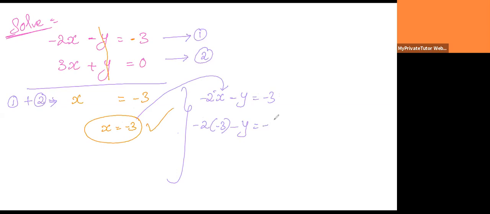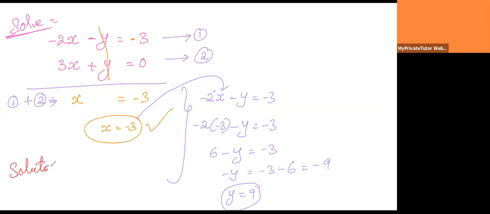Minus y equals negative 3. 2 3s are 6. Minus 2 times minus 3 is plus 6. Minus y equals minus 3 minus 6, which is minus 9. Minus y equals minus 9. Y equals a positive 9. So that is the value of y. Finally, the solution is x comma y, which is minus 3 comma 9.